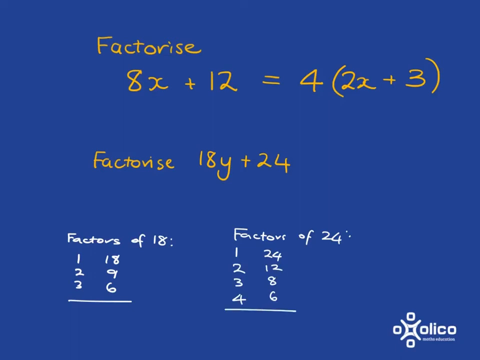Now all you need to do is have a look at these two lists of factors and see what is the biggest number that occurs in both the lists, and you can see hopefully quite easily that that is 6. So 6 is our highest common factor. So we're going to pull out a 6, and we'll see here that 18y divided by 6 is 3y, and 24 divided by 6 is 4, and it's a plus 4 because it's a plus 24. And if we want to just check, 6 times 3y is 18y, 6 times 4 is 24. We've got it right.